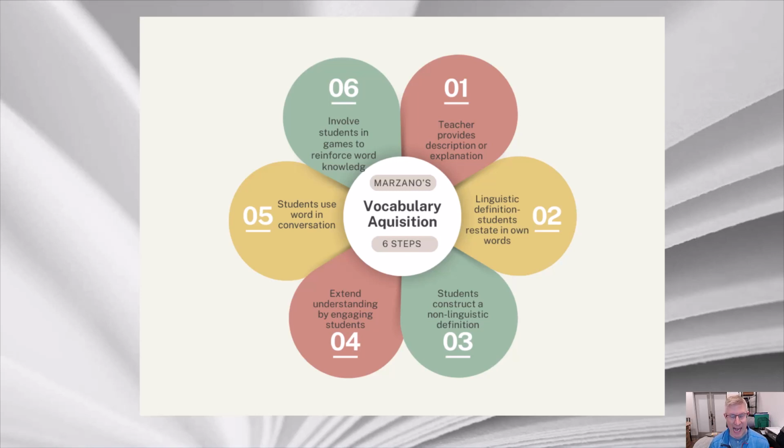Number 2, ask students to restate it in their own words. Encourage the students to actively engage with the new word. Ask them to explain it in their own language. This also will help you gauge an understanding of what they know and identify right off the bat any misconceptions that they have. Marzano's third step is to construct a visual representation.